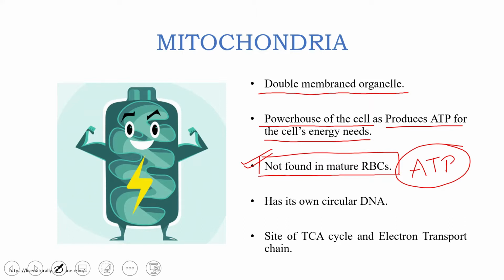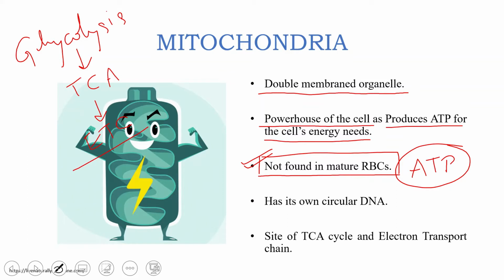We know from our knowledge that ATP is produced from glucose. So, three processes are involved in carbohydrate metabolism. One is glycolysis. The next is TCA cycle, and then comes the electron transport chain. So if mitochondria are not present in the RBCs, TCA cycle and electron transport chain cannot occur. So the only process by which ATP can be produced is glycolysis.